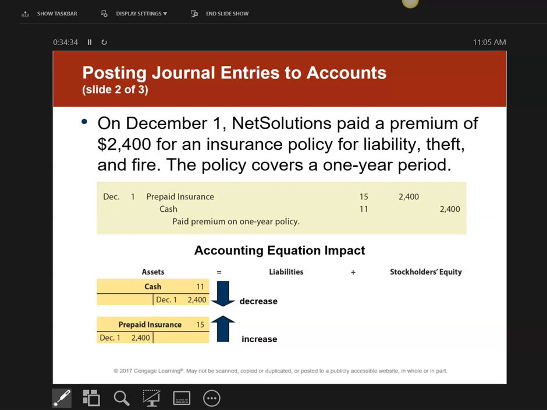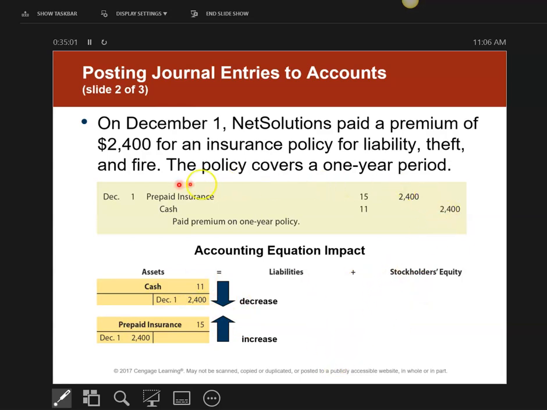So with this transaction, when I look at my T accounts down here, you notice now there's numbers here. These are going to reflect account numbers, and I'm going to talk about that in a minute. But if you look down here, I decrease my cash. Prepaid insurance is an asset until I use it, so I increase it. Because the net change is 0 down here, I do nothing to the other side.